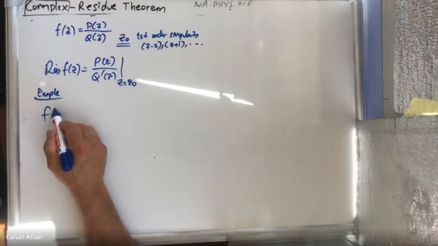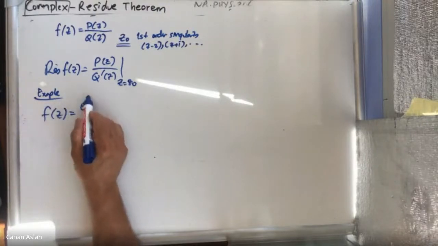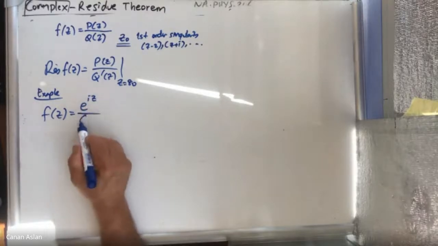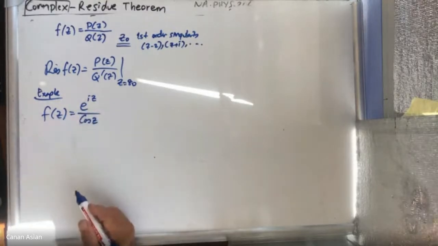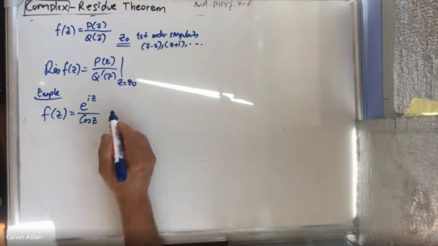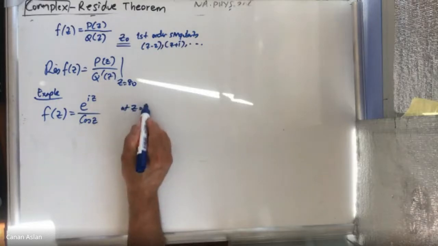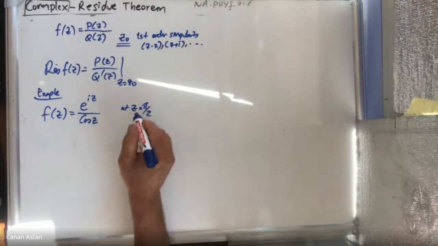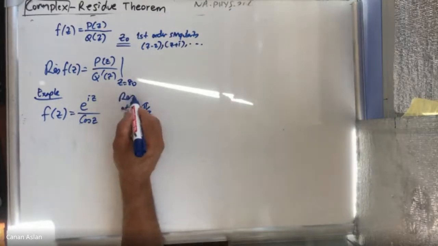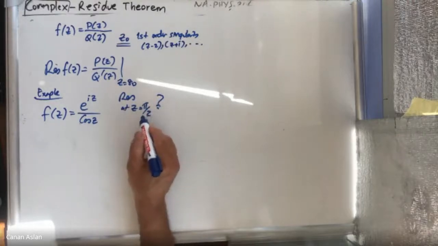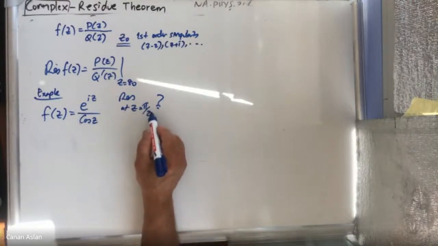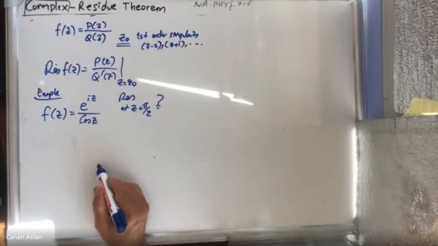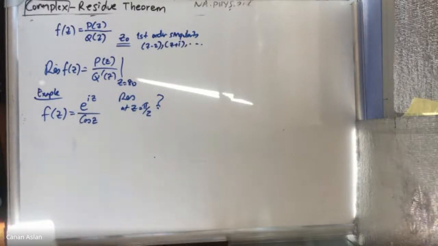So in this example, we have this function, which is e to the iz divided by cosine z. Now, as you see, this function blows up at z equals pi over 2. Of course there are other z values, like 3 pi over 2, 5 pi over 2, and so on, but now this is the one. So they ask you, what is the residue at pi over 2? So we would like to get the residue at this point.